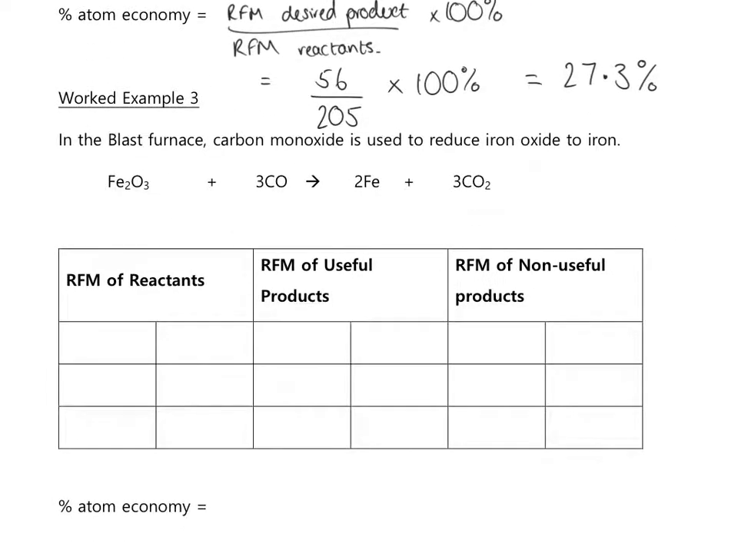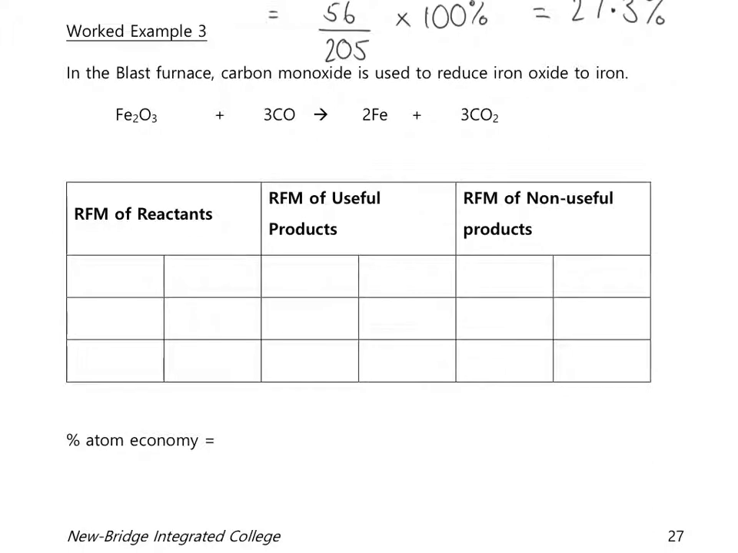Let's look at worked example 3. Again, you could give it a go yourself before trying it with me. So let's have a look at the formula of our reactants. Well, we've got iron oxide, Fe2O3. We've then got carbon monoxide, but we've got 3 moles of carbon monoxide, so I do need to take that into consideration. So I've got 3 times carbon monoxide. Work out your total of that.